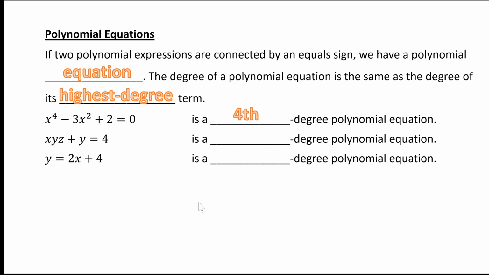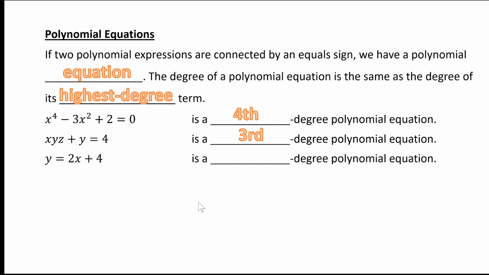The second equation has xyz plus y equals 4. That first term, xyz, has a degree of 3 because each variable has the exponent 1, x to the first, y to the first, z to the first. 1 plus 1 plus 1 is 3, so that first term is a third degree term. The second term is y, which has just a power of 1, so that's a first degree term, and the constant is a 0 degree term. So the highest degree term in that polynomial equation is xyz, and so it is a third degree polynomial equation.